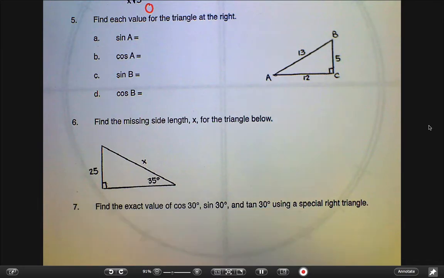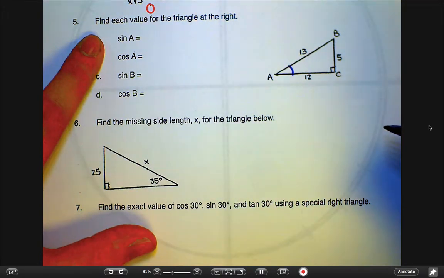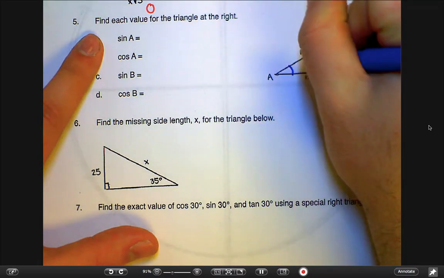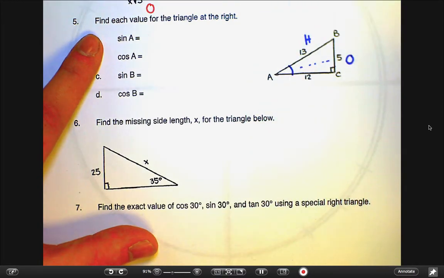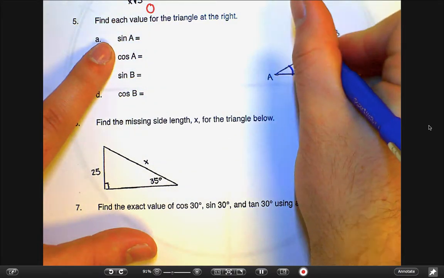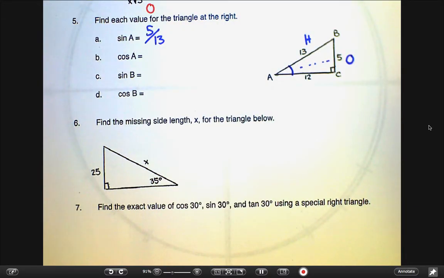So if we start looking here, if I want to find sine of A, this is my angle I'm working with. Sine, I need to use opposite and hypotenuse. So if I label the 5 here, that is going to be my opposite because I'm going across. 13 is going to be my hypotenuse because it's across from our 90. Okay, so if I do sine, that's going to be O over H, or in this case, 5 over 13.